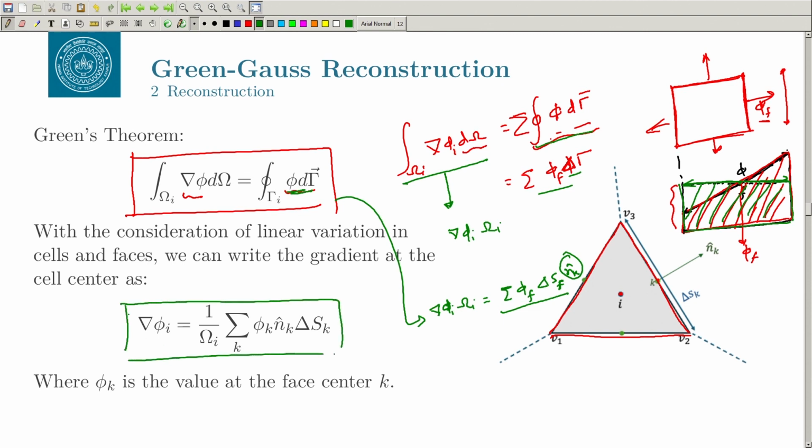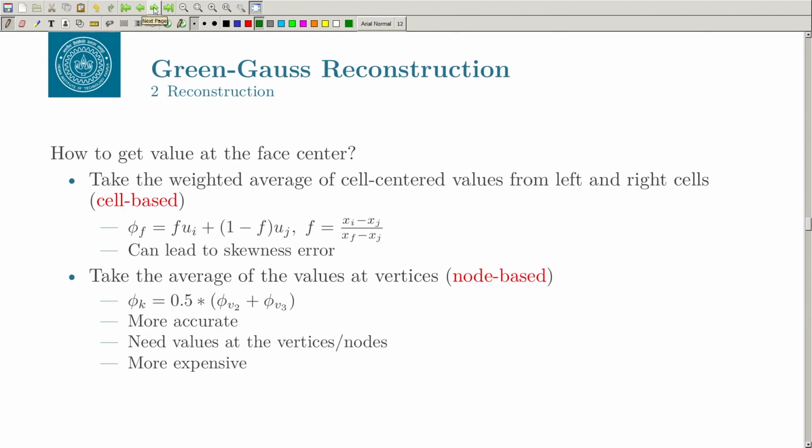So, you are getting the gradient by just knowing the value at the face center. Remember, this phi k value should be at the face center. Only then can you convert this integral sign into the summation sign, as we saw in the example here. So, phi k is the value at the face center. Now, the question I have is, how do you get the value at the face center? It is important to get the value at the face center if you want to calculate the gradients at the cell center in the Green-Gauss procedure.